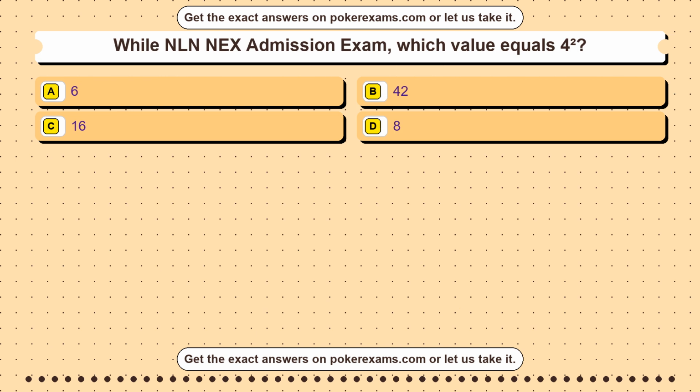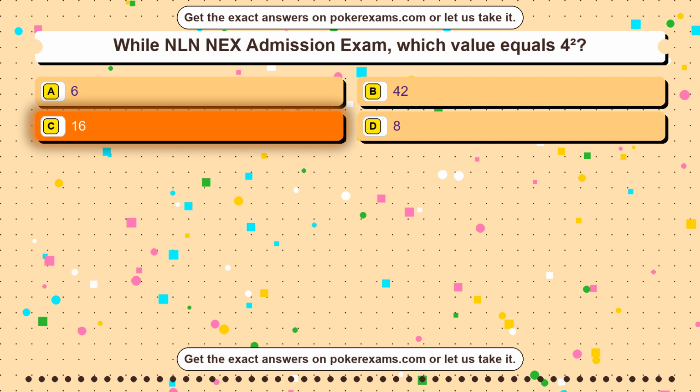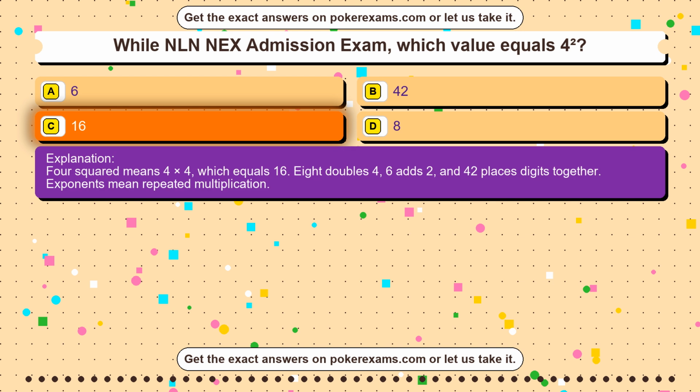Question 47. On the NLN NEX Admission Exam, which value equals 4 superscript 2? Option A, 6. Option B, 42. Option C, 16. Option D, 8. The correct answer is option C, 16. 4 squared means 4 times 4, which equals 16.